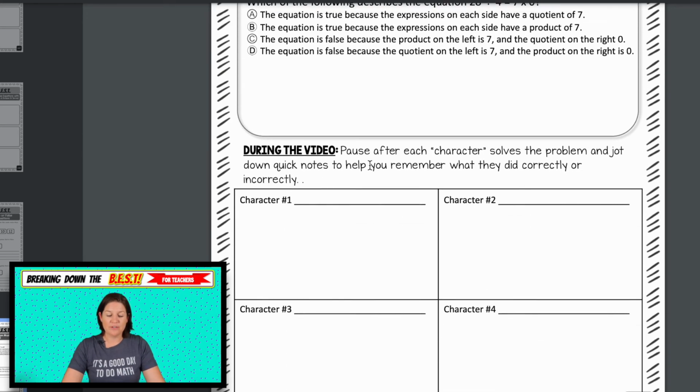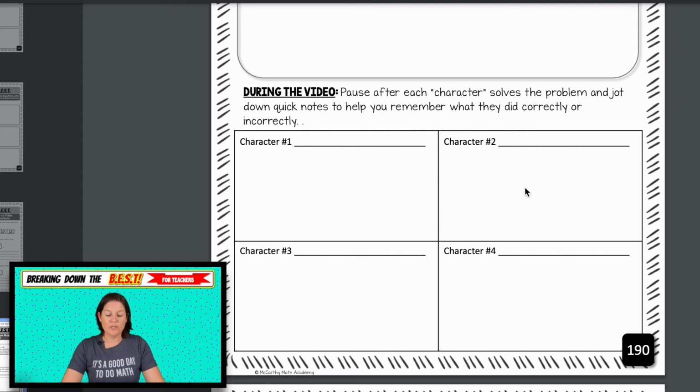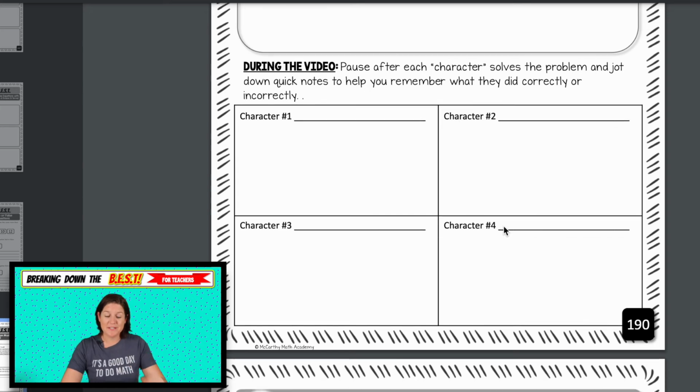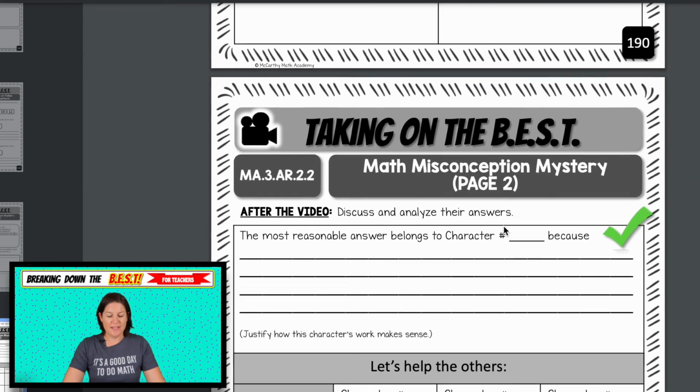And then after they've solved it, they will watch as 4 characters solve that same problem. 3 of those characters will make mistakes that students commonly make, and only one of them has solved it correctly. Those characters are just me, dressed up in silly costumes with silly voices, having fun.